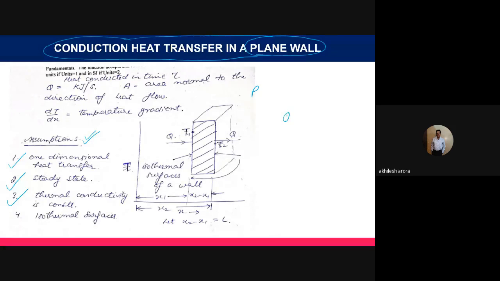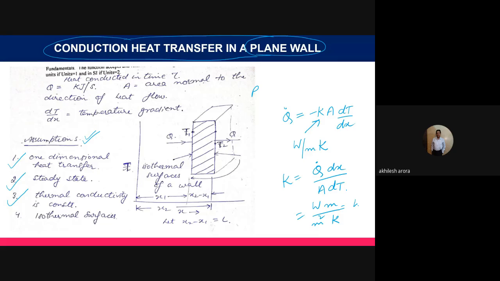What is thermal conductivity? Q is equal to minus KA dT by dx, and this K is thermal conductivity. And if you calculate the unit of this thermal conductivity, it will come out to be watt per meter Kelvin. This you can easily find out from the equation that K is equal to Q into dx divided by A into dT. So the unit of Q dot is watt, and of A it is meter square, and Kelvin. So you can see it comes out to be watt per meter Kelvin. Okay.